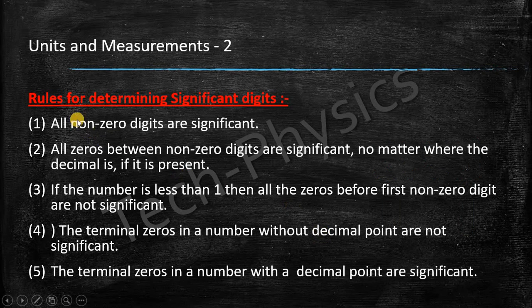Now there were some rules which we took to find the number of significant digits. The first was that all non-zero digits are significant. Second, all zeros between non-zero digits are significant, no matter where the decimal is, if it is present. Third, if the number is less than 1, then all the zeros before the first non-zero digit are non-significant. Fourth, the terminal zeros in a number without a decimal point are not significant. And the fifth one is that the terminal zeros in a number with a decimal point are significant.